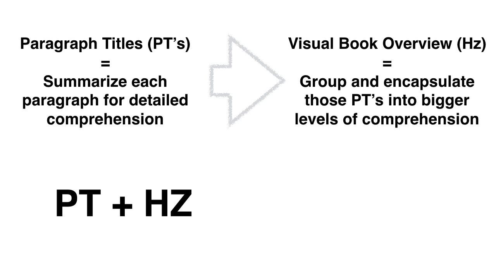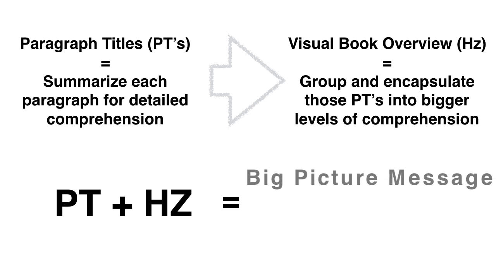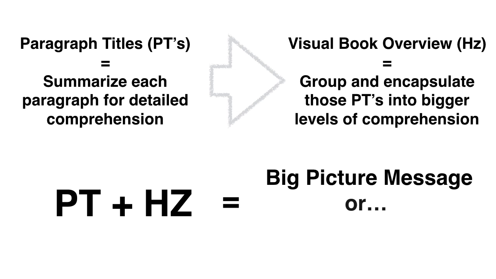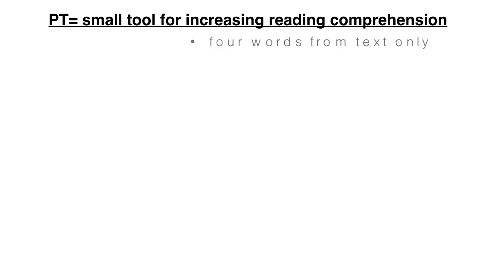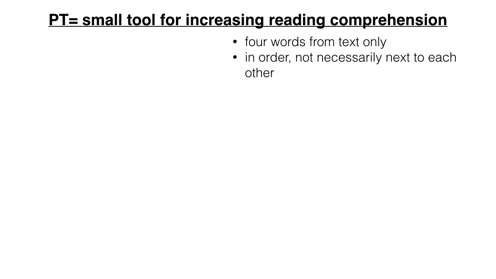So the paragraph titles plus the horizontal will give you the big picture message of the book, or what we're calling the literary content. Here's how they work. The paragraph titles are a small tool to increase reading comprehension, so there's some rules. You use 4 words from the text only. You use the words in order in that paragraph, and they don't have to be next to each other at all, actually.